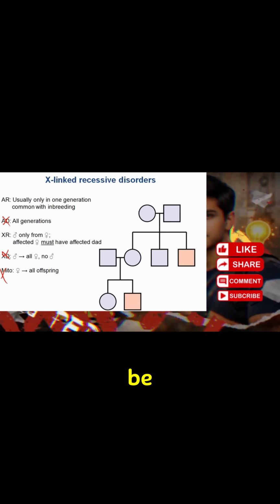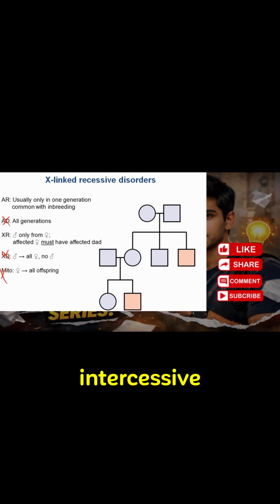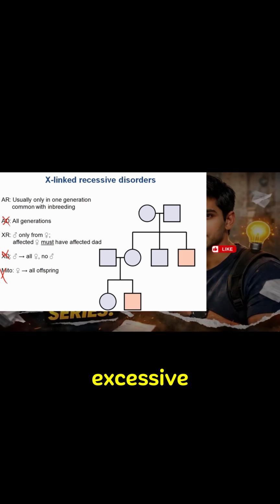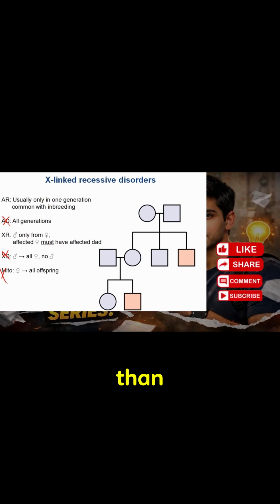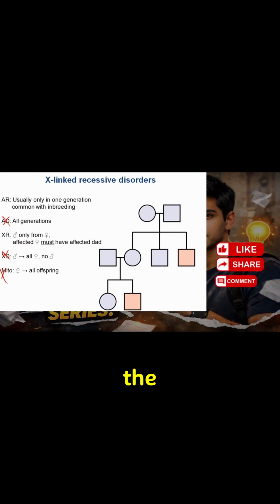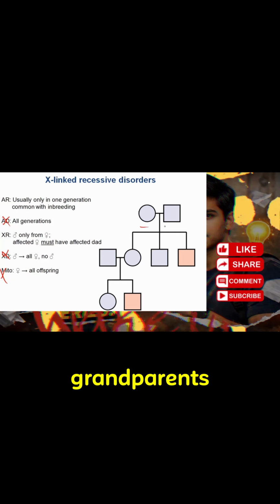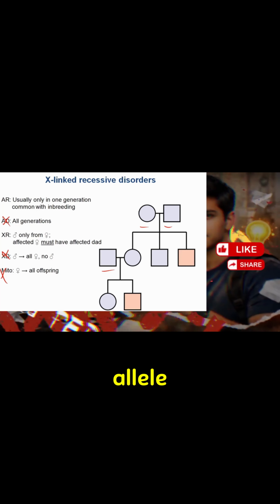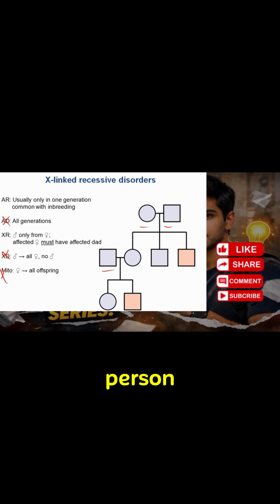So it could technically be either autosomal recessive or X-linked recessive, but this one's more likely to be X-linked recessive. First of all, autosomal recessive diseases you will almost never see in more than one generation, since at least for the sake of the test, you should assume that it's rare in the population, so the odds of both grandparents being carriers and this other male being a carrier are almost non-existent. It's a lot more likely that there's only one disease allele, which is getting passed from person to person.